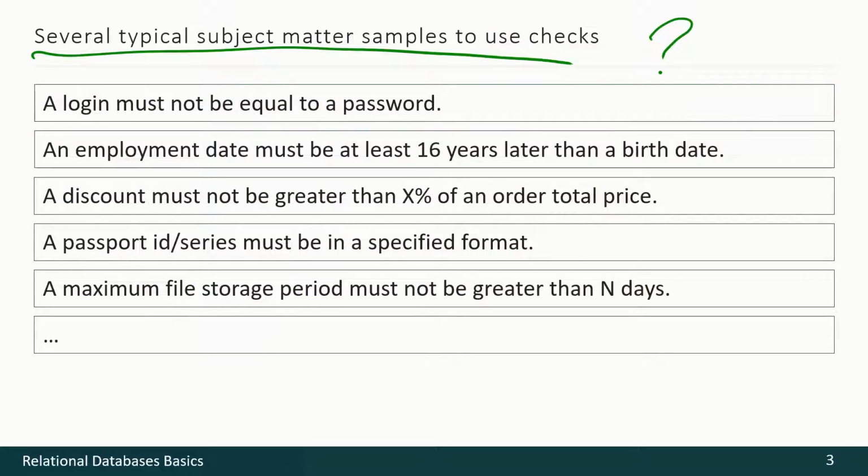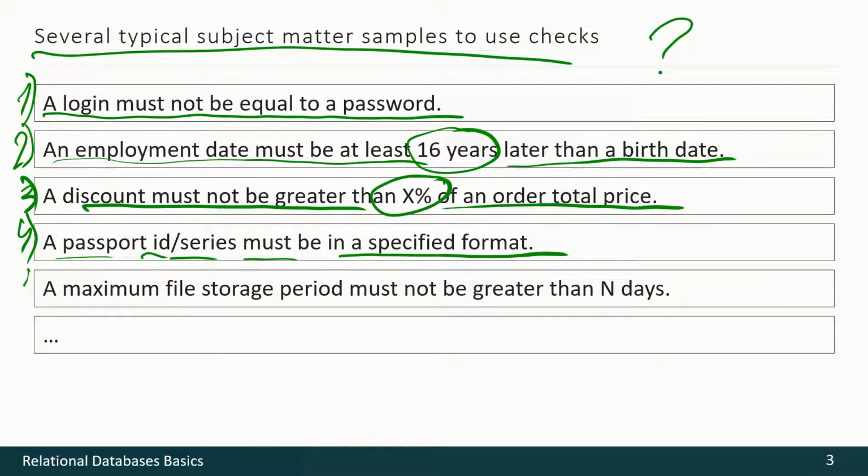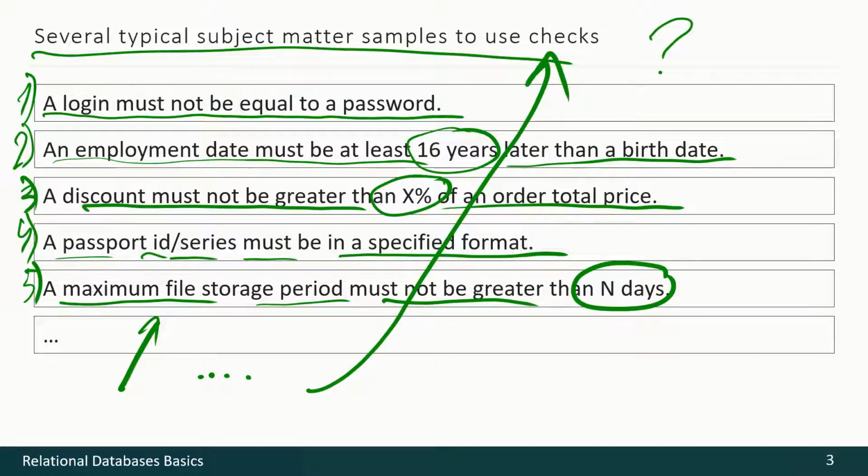Here are several examples. In most applications, a login must not be equal to a password, or maybe we cannot hire an employee that is not 16 years old yet. Or maybe a discount must not be greater than some percent of order total price. Or maybe a password ID and series must be in a specified format. Or maybe a maximum file storage period must not be greater than several days. All these and much more rules are achievable using checks.